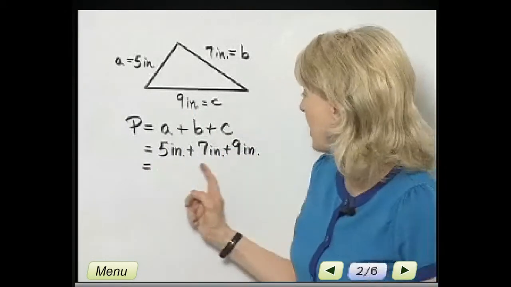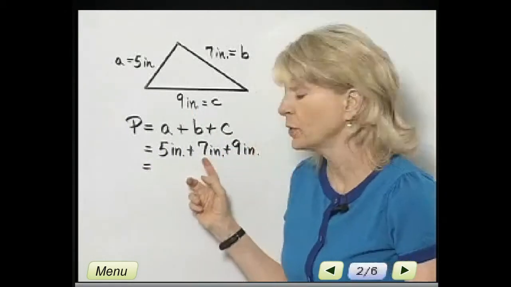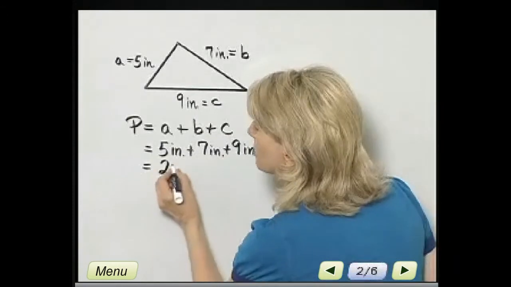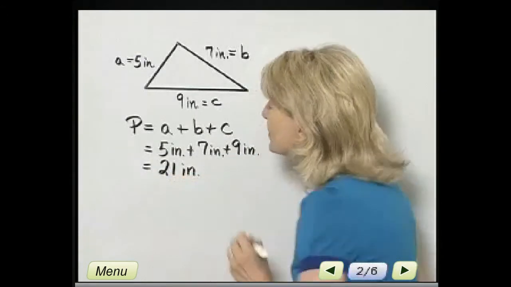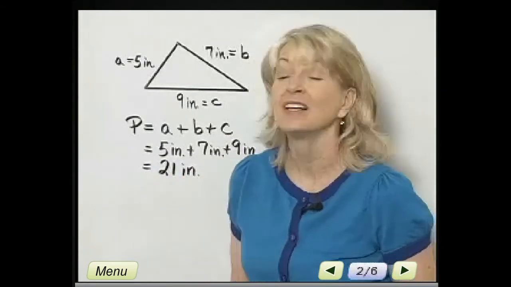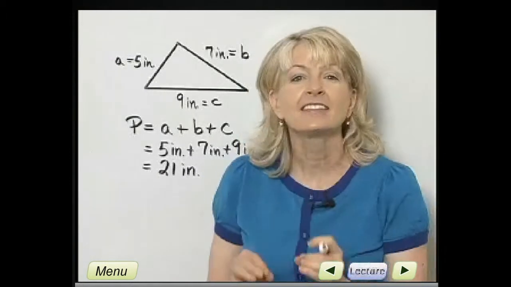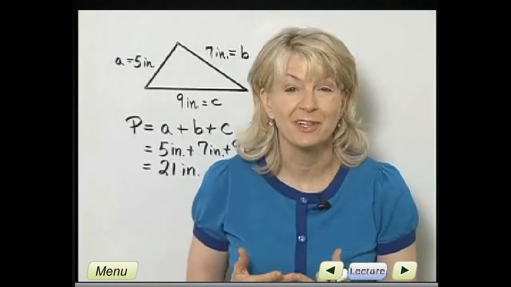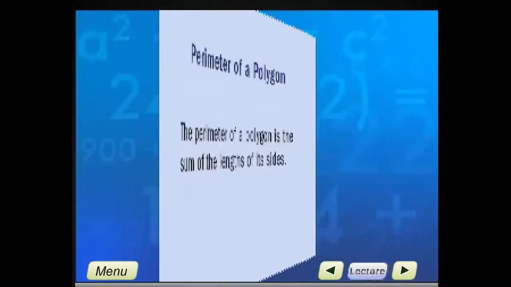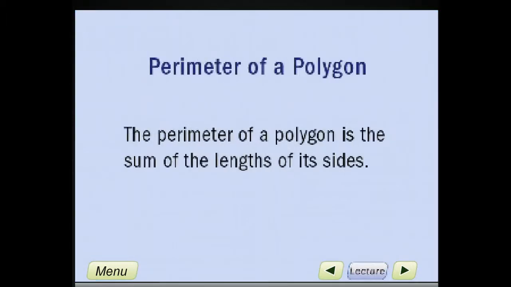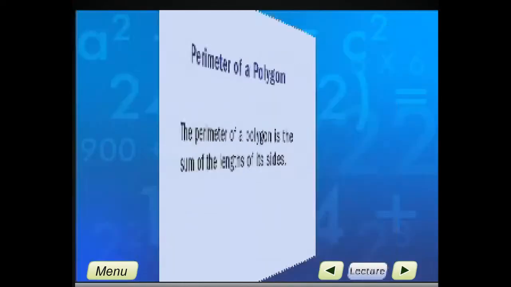And then we add. 5 plus 7 is 12, 12 plus 9 is 21. The perimeter, or distance around this triangle, is 21 inches. Now let's look at the formula for perimeter in general. Perimeter of a polygon. The perimeter of a polygon is the sum of the lengths of its sides.